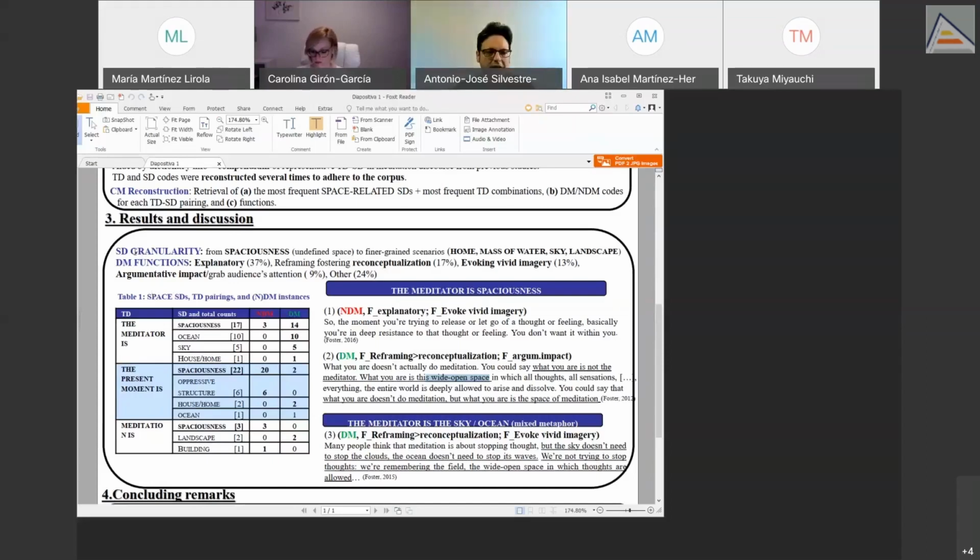These examples are coherent in talking about space in a specific way, which is that all metaphors start with the notion of undefined space. So the meditator is an undefined space, or the present moment is an undefined space, or meditation is an undefined space. But then when we deal with deliberate metaphor uses, we find more fine-grained scenarios. Instead of an undefined space, we find the meditator being pictured as a home, as an ocean, as the sky, as a landscape. So we will see that in examples. I'll go back to the functions afterwards.